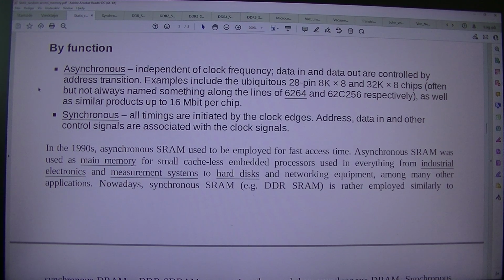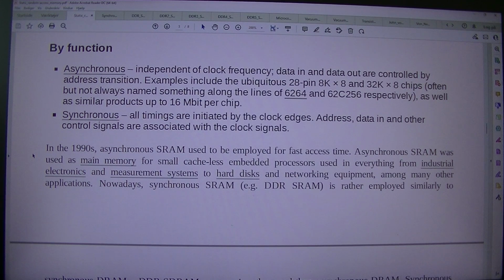Address, data in and other control signals are associated with the clock signals. In the 1990s, asynchronous SRAM used to be employed for fast access time. Asynchronous SRAM was used as main memory for small cache-less embedded processors used in everything from industrial electronics and measurement systems to hard disks and networking equipment, among many other applications.